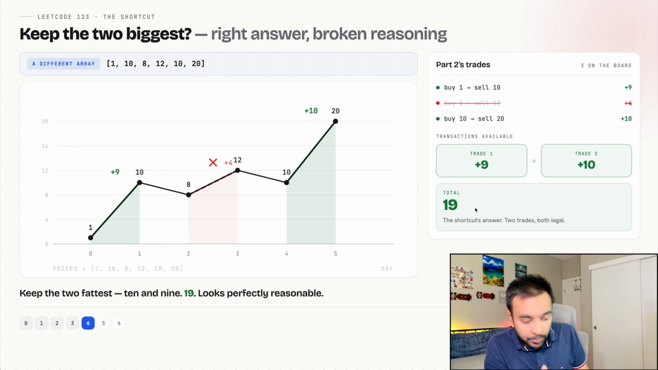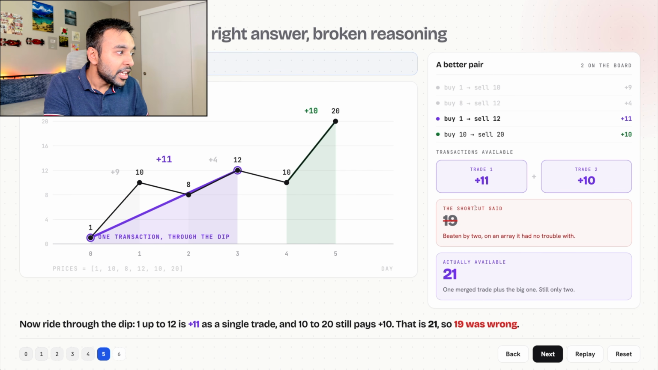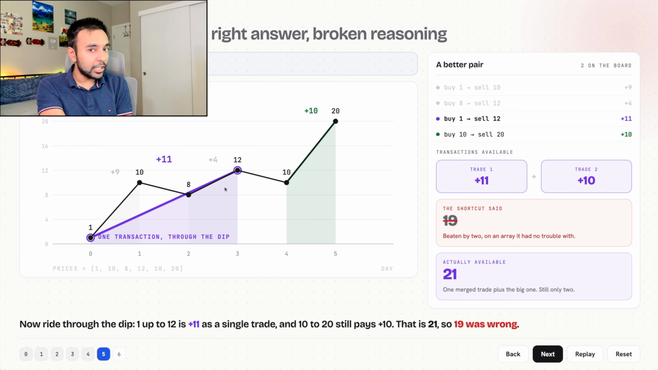It looks like the correct answer, but the actual correct answer is you do 1 transaction where you buy at 1 and then you hold it until the value is 12. And then the second transaction should be between 10 and 20. This is where the challenging part of the problem comes in. 21 is the answer you're looking for. Because with 2 transactions, this is the maximum profit that is available to you. And trust me, this is the only challenging part that you must understand to find an optimal solution to the problem. You have now determined that you need to find out the 2 best transactions, correct?